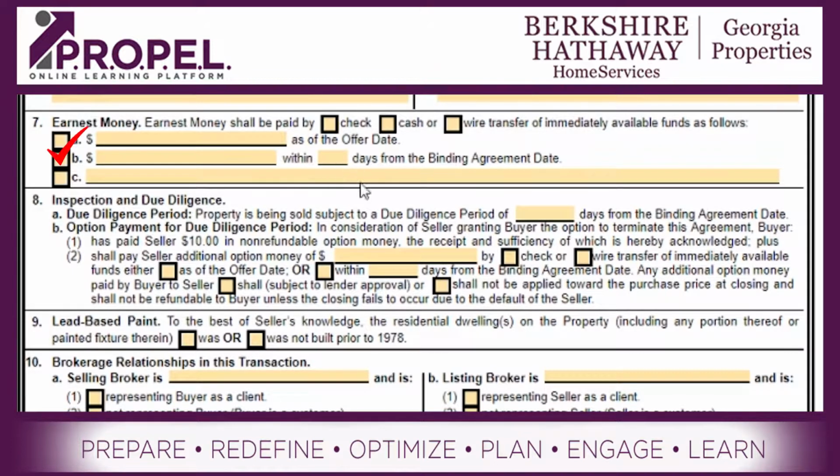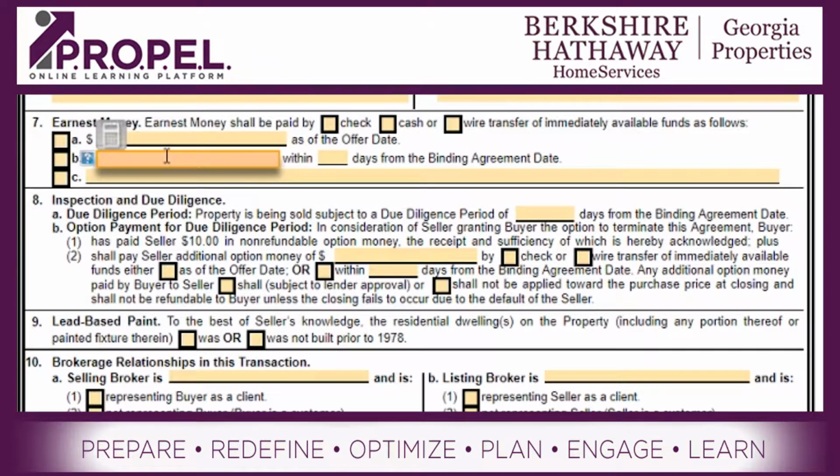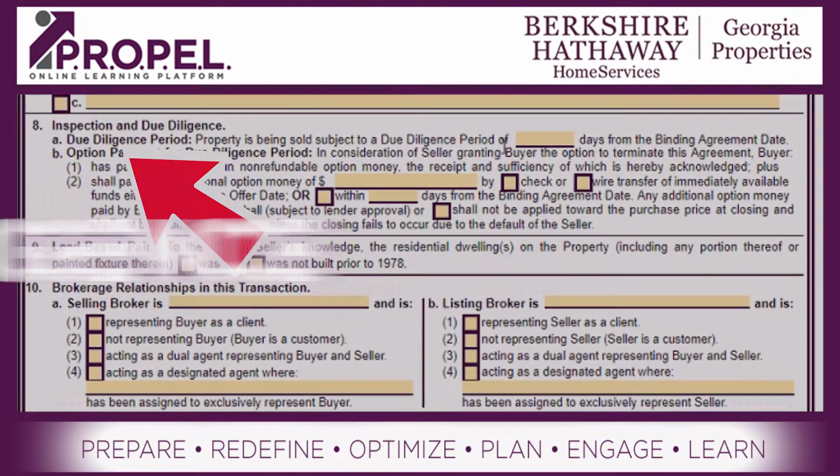You're going to check A, B, or C. If you have the earnest money at the time of the offer, then you're going to check A and list out that amount. B is anytime after the offer date. Basically, let's say someone has to transfer funds and they're not going to be able to pay it at the time of the offer, then you would put in here the amount that they're going to pay and how many days from binding agreement they have to actually give that to you. And then C is any other special circumstances as far as the payment of the earnest money is concerned would be listed there.